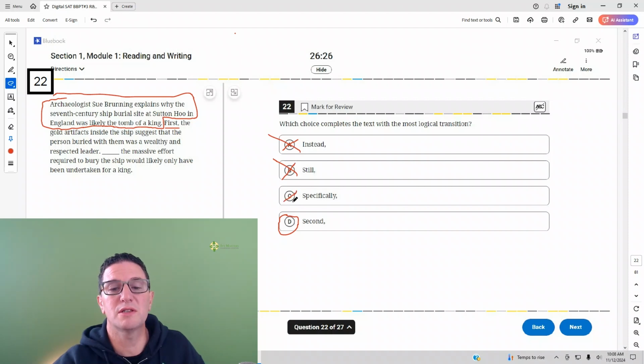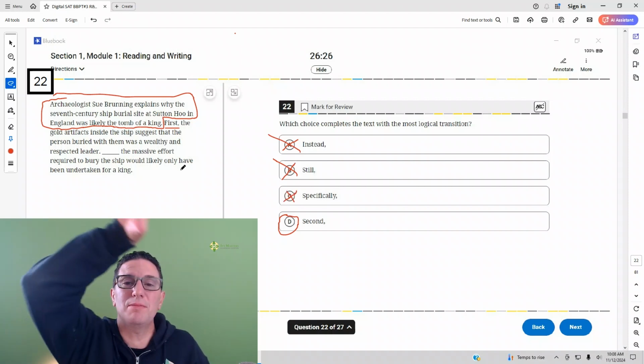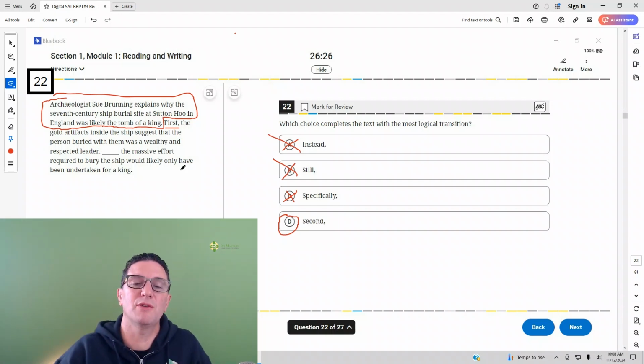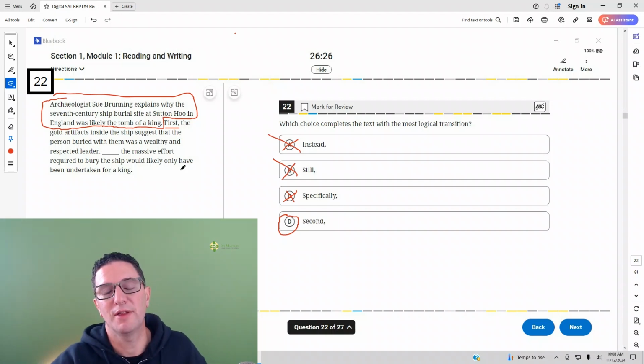Specifically would be used if this last sentence is saying the same thing as the sentence before it, but more specifically. So that's gone as well. Correct answer is D.